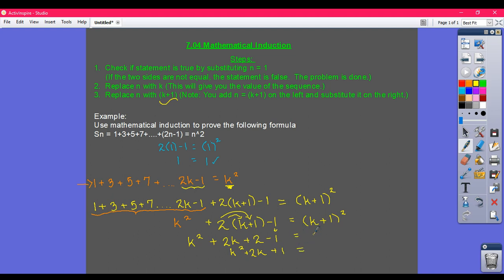k plus 1 squared means k plus 1 times k plus 1. And if I FOIL this, sidebar, it will give me k squared plus k plus k plus 1. So I'm going to bring down the k squared. k plus k gives me 2k plus 1. So I'm going to bring that back down here. So k squared plus 2k plus 1. Left side does equal the right. It's proven that it's true. I hope this helps, guys.